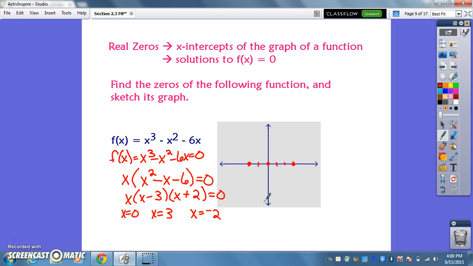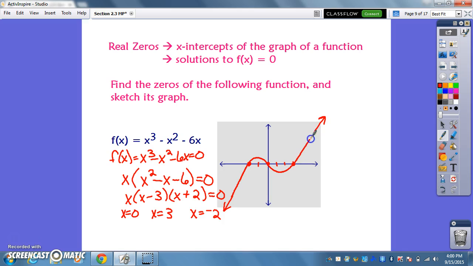Alright, now we need to put that together with the things that we already know. Now this one is going to have a y-intercept of 0, because if I plug in 0 for the x's, I'm still going to get 0, which makes sense that I already have a point there. This is an odd degree with a positive leading coefficient, so I know the arrows on the sides have to go down to the left and up to the right. And then I just have to draw in a graph that fits that.